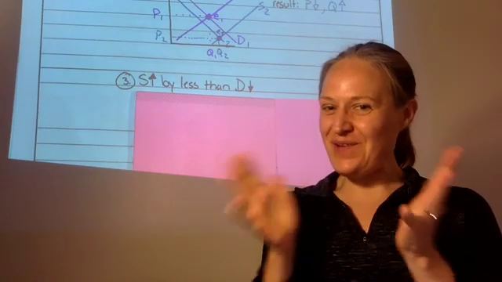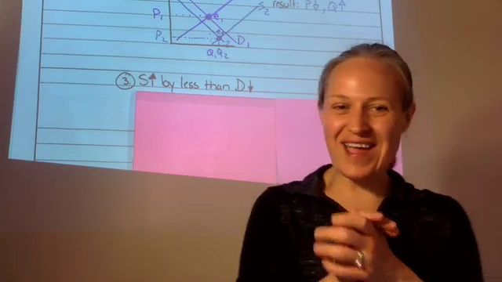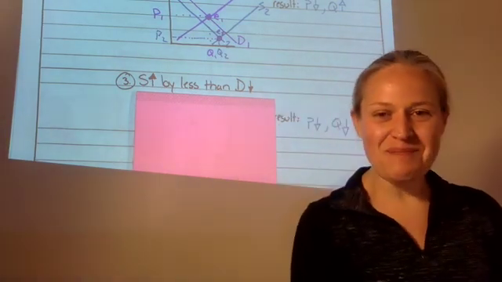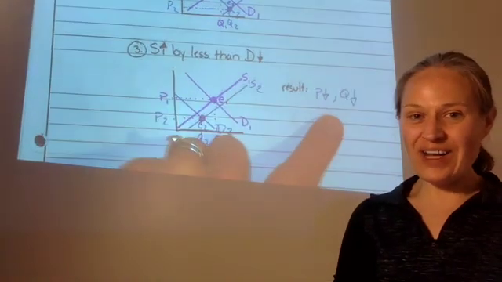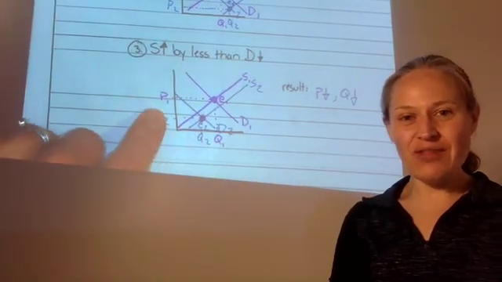Did you pause the video? Are you back now? Did you give it a try? All right, so here is my example. I came up with the result that the price went down and quantity went down. This is what my graph looks like.